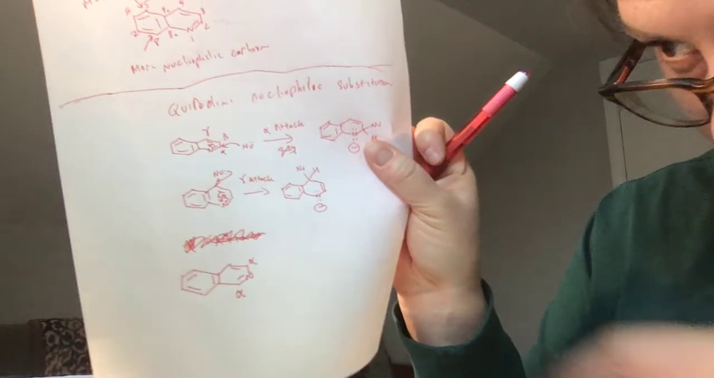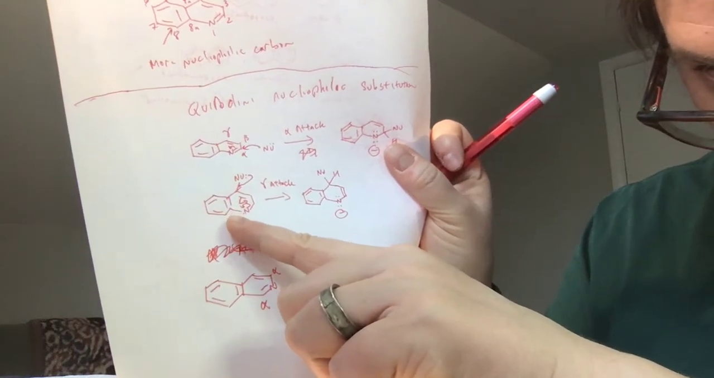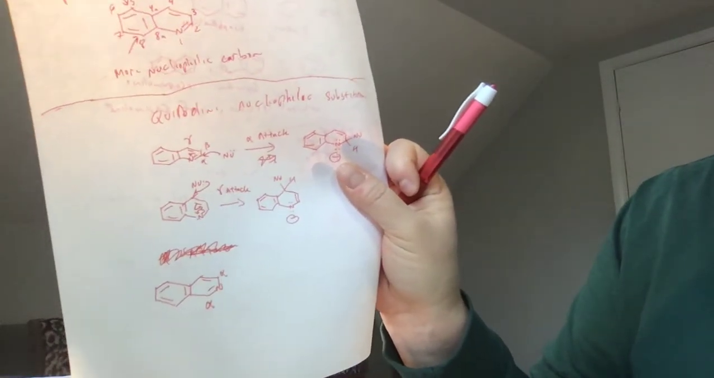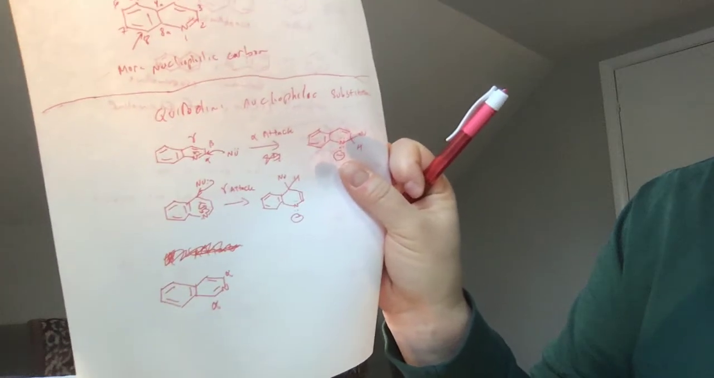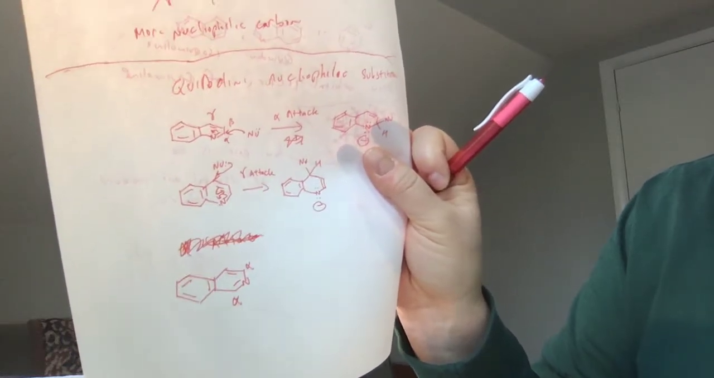Remind yourself why this position can't be attacked. Remember what would happen. Draw it out. So in this case, we have two alpha positions. And so we need to figure out, we can alpha attack at both places. So let's draw these products and figure out if A, these can happen, and B, if they can happen, which one's going to be more likely.